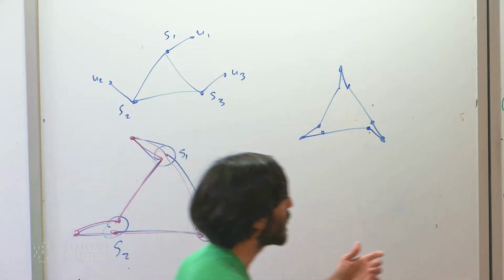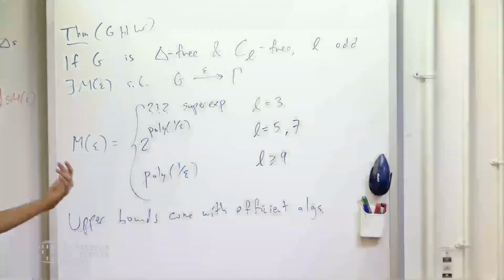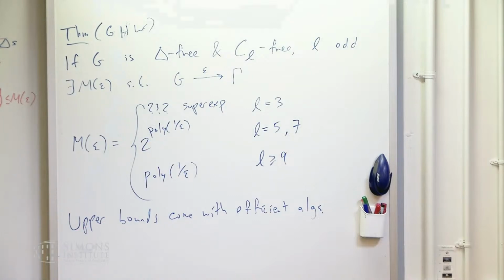And similarly, the lower bound that works for 5 and 7, the reason it works for 5 and 7 and fails for larger lengths is, again, because of the same picture. But I won't get into that, and I'll stop and take any questions.